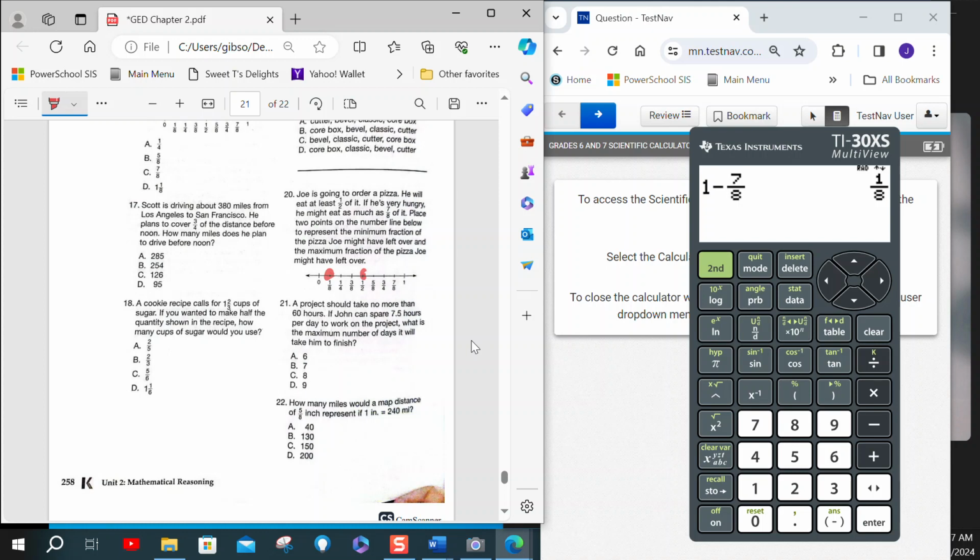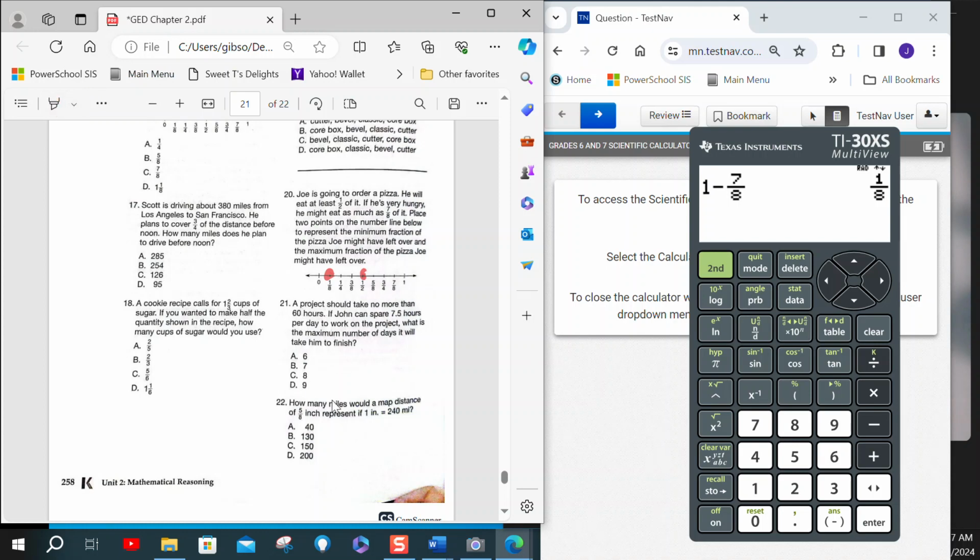I would make it a lot smaller and neater, but that's basically how you would do it. You would put the point on the line. So it'd be 1/8 and 1/2. This right here would be the max he has left over. This would be the minimum he would have left over.